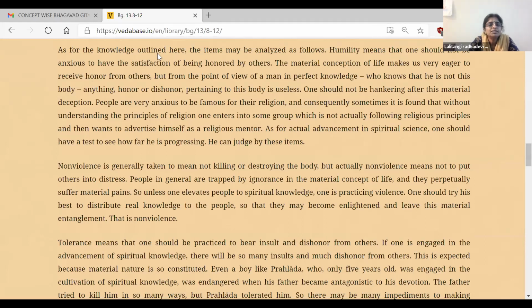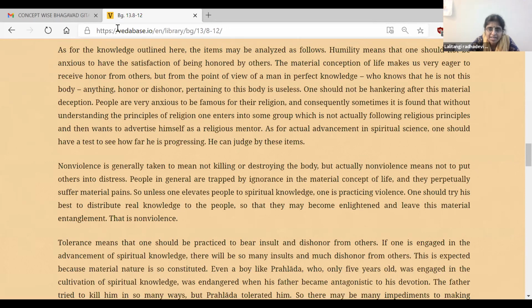As far as the knowledge outlined here, the items may be analyzed as follows. Humility means that one should not be anxious to have the satisfaction of being honored by others. It's such a deep statement. Humility means that one should not be anxious to have the satisfaction of being honored by others.